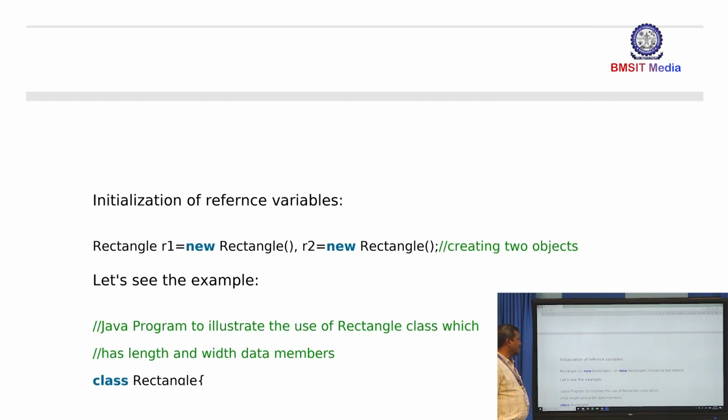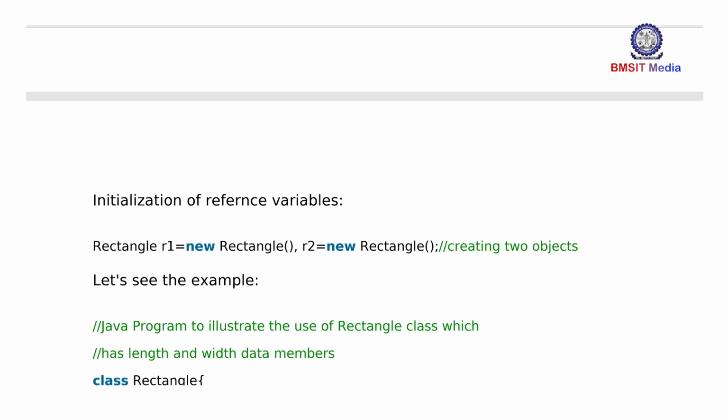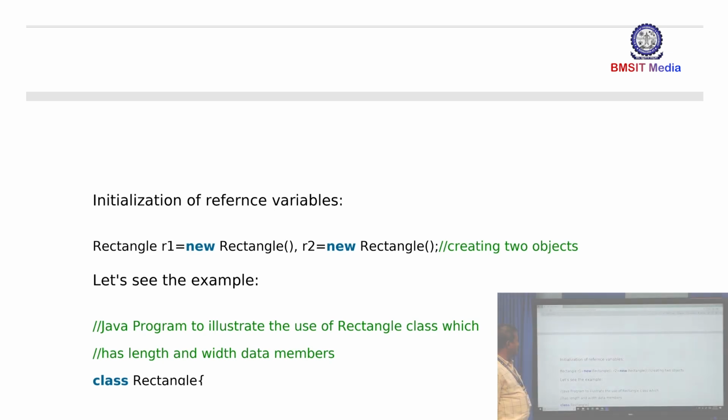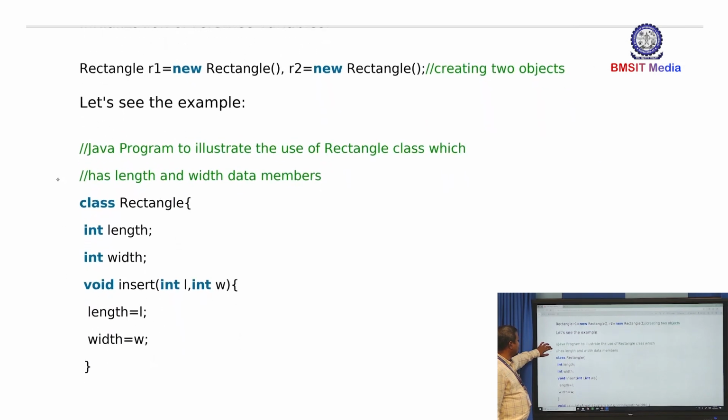Is it possible to initialize a reference variable? Yes, as we can see here, Rectangle r1 is there, to which we are referencing a new Rectangle. Then for r2 we are referencing a new Rectangle. So this is creating two objects. Then we have a small example of this.